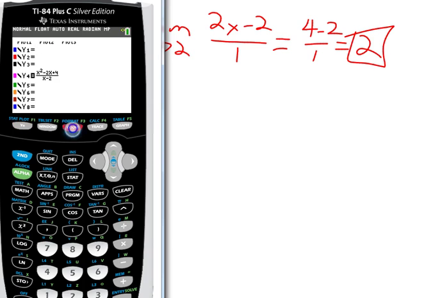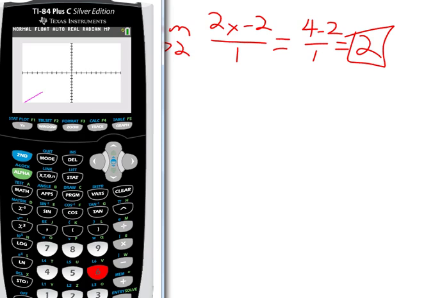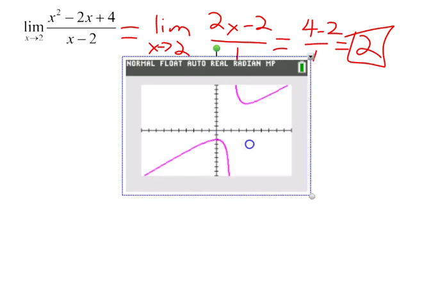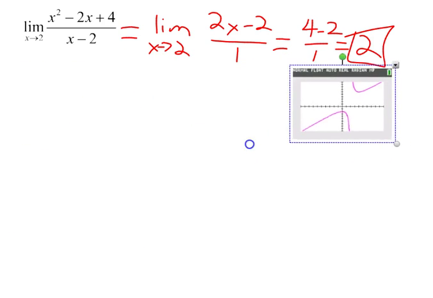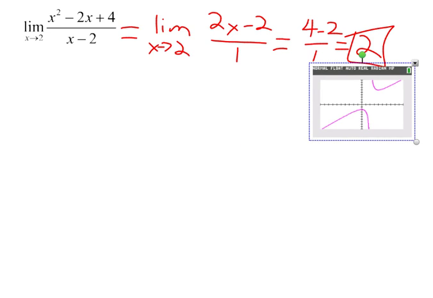So looking at this graph, let's take a look. My magenta graph is coming in nicely as I approach 2. Oof, wait a minute, I've got a flaw here. As I approach 2 from the left, it looks like I'm shooting off to negative infinity. And as I approach 2 from the right, it looks like I'm shooting off to positive infinity. It certainly does not look like I am approaching the value that I got earlier. This graph does not support the fact that I'm approaching a y value of 2. So what went wrong? What went so terribly wrong in this problem?